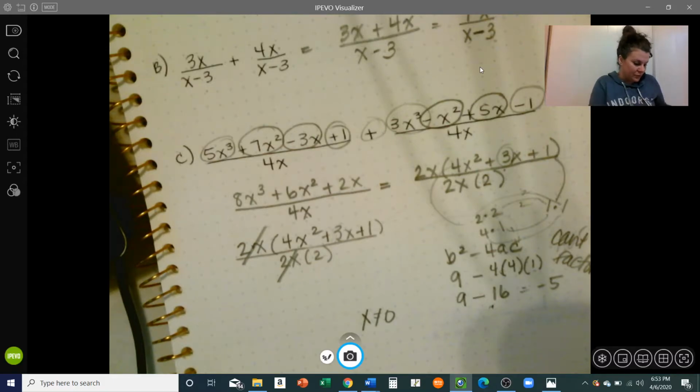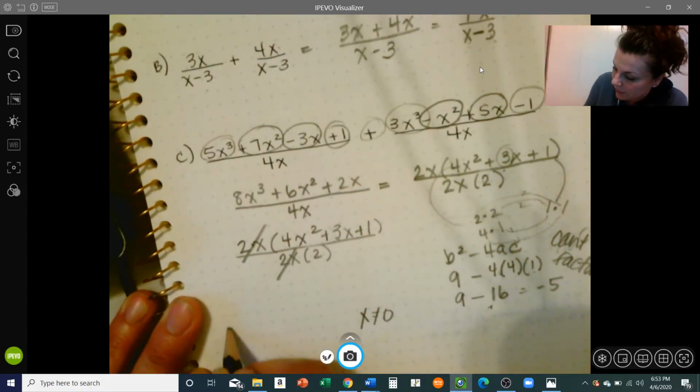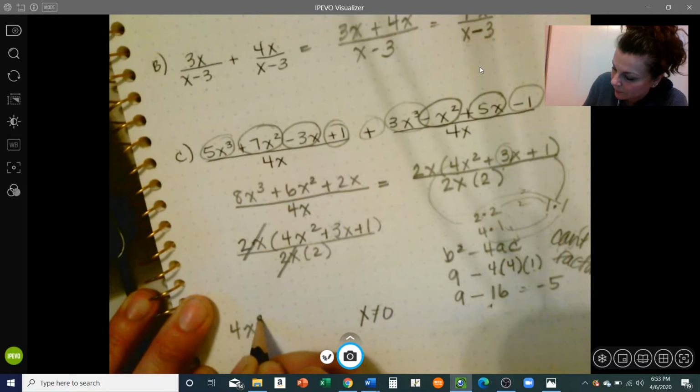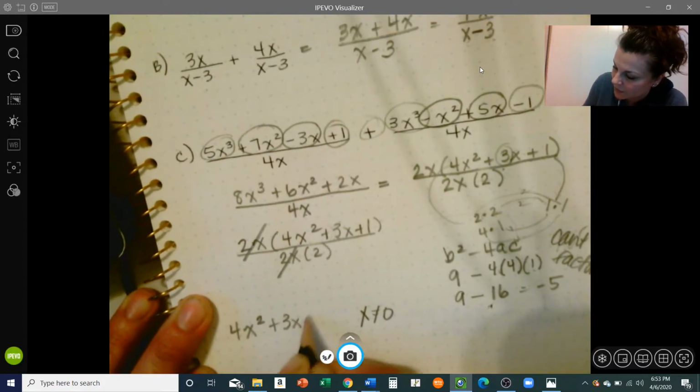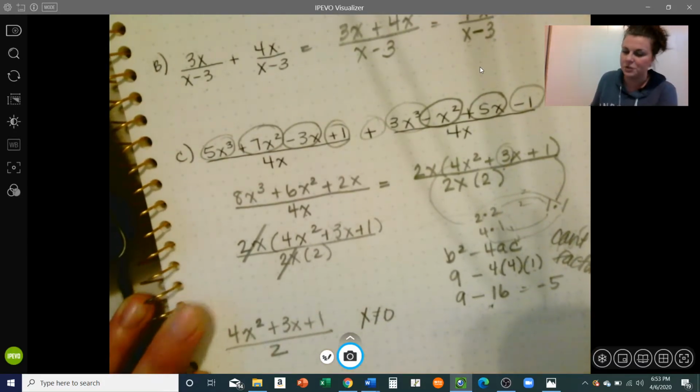you can write, and you could write this a couple of ways, but I think they're going to want you to have it in a specific way, to just leave the 2 in the denominator. So 4x squared plus 3x plus 1 over 2.